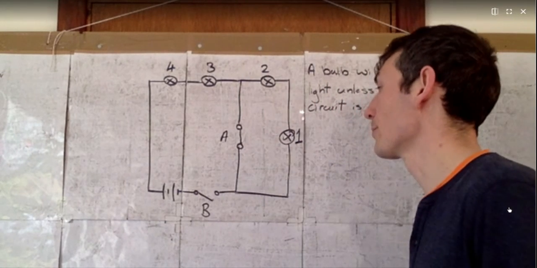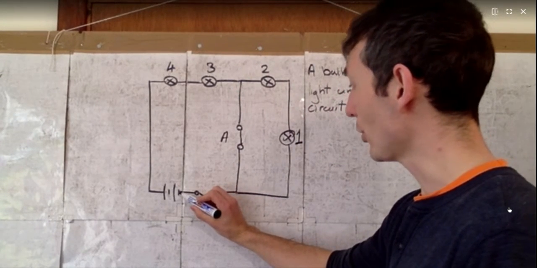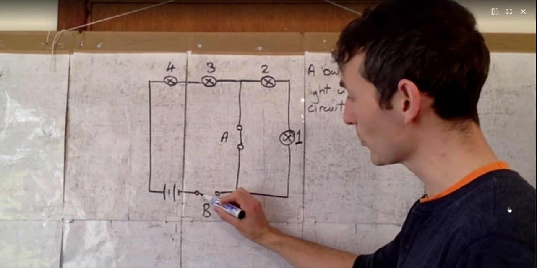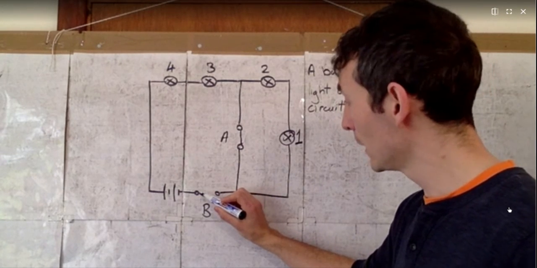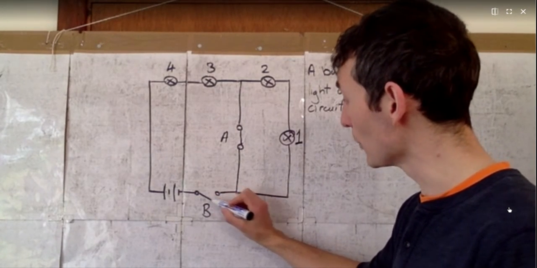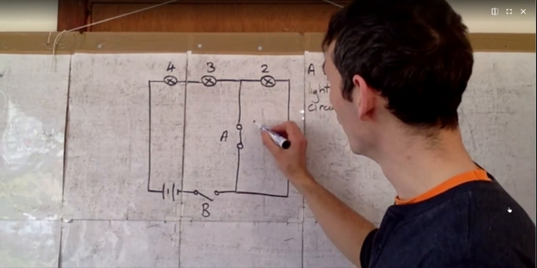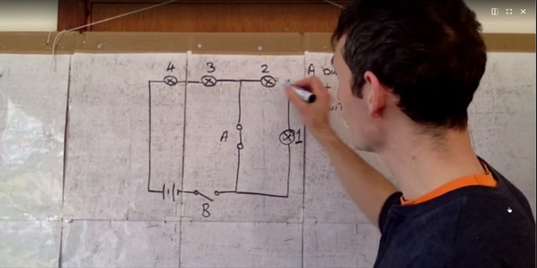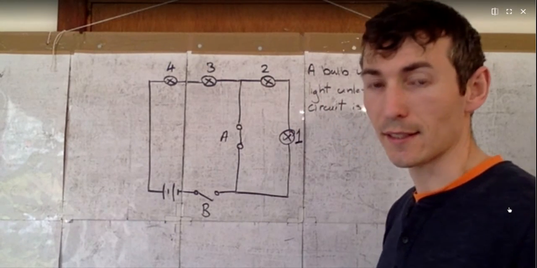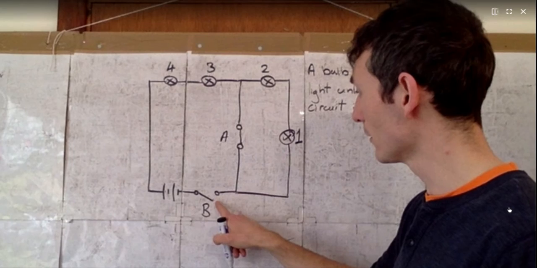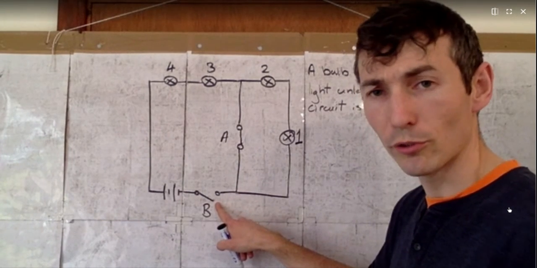So let's check this out. We've got this end of the battery here. Our current is going to flow to this switch, but hold on a second. It's not going to be able to go any further. This switch is open. That's a break in the circuit. None of the bulbs anywhere, 1, 2, 3, or 4, can light in this case because the current won't flow past the switch.